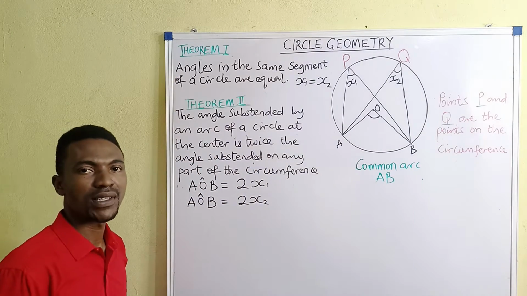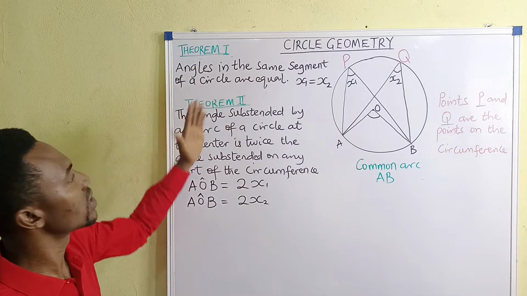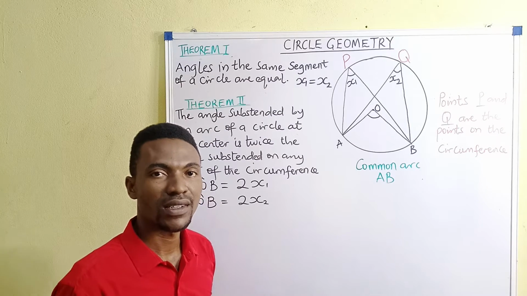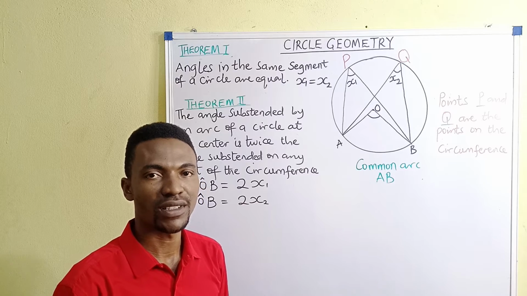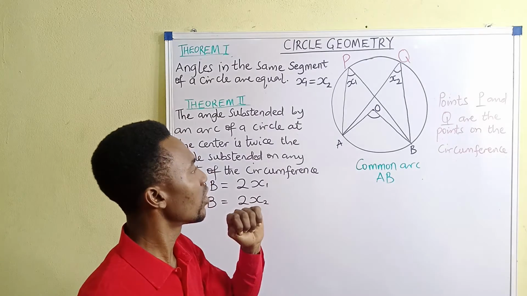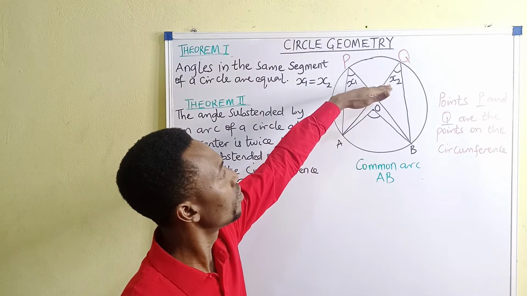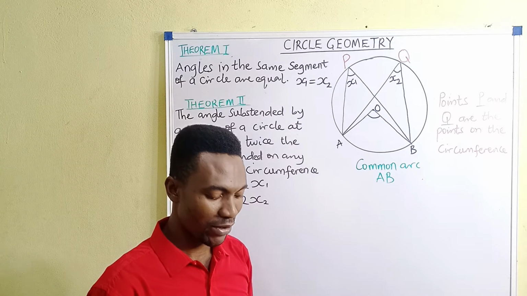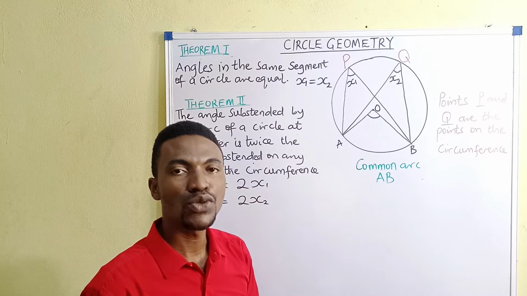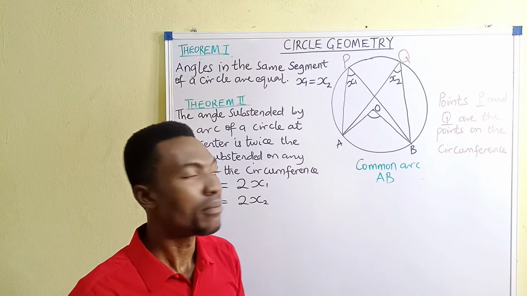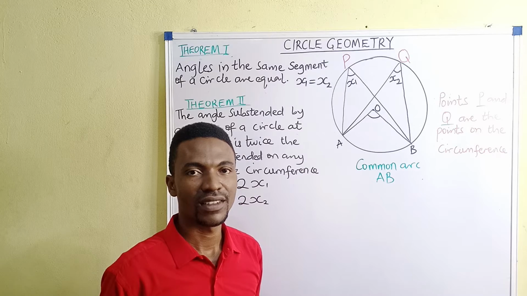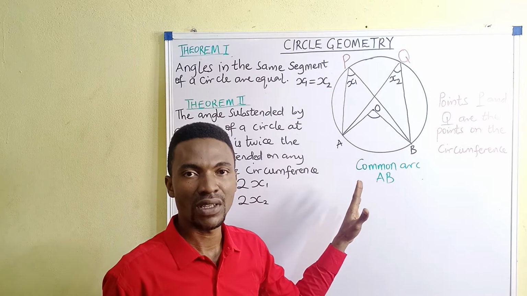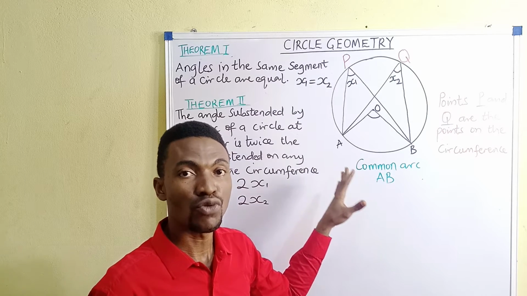What's Theorem 1 saying? Theorem 1 says angles in the same segment of a circle are equal. Now, what does this mean? You would like to ask, when are two angles said to be in the same segment? Is it when they are in the same part of the circle? Is it when they are on the same side of the circle, like some students have erroneously thought? No. Two angles are in the same segment by the principle of the common arc. It is the arc of the circle we pay attention to for us to observe two angles in the same segment.